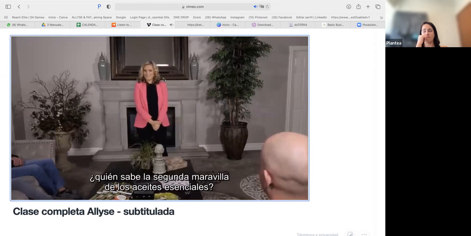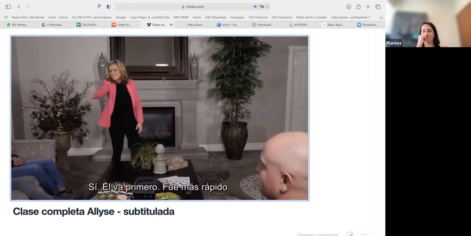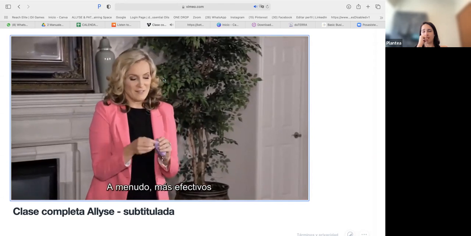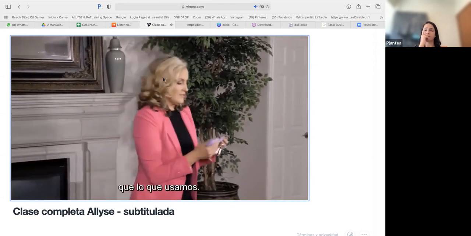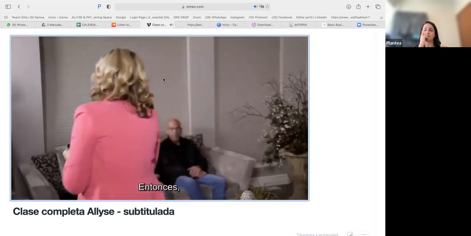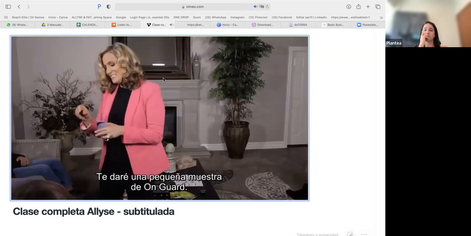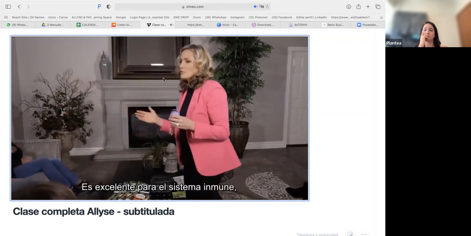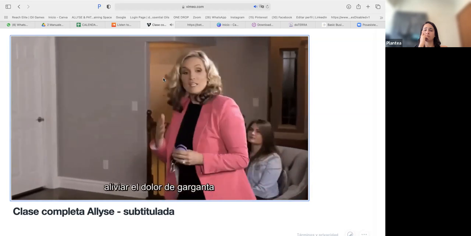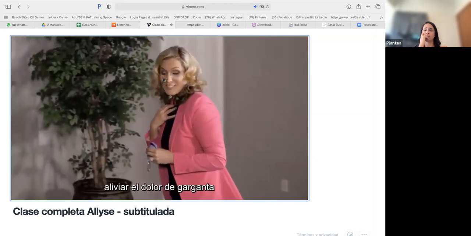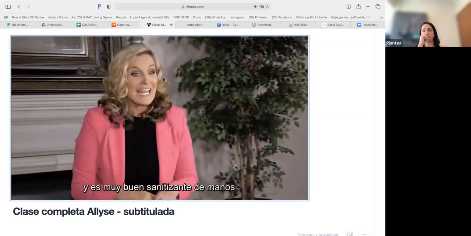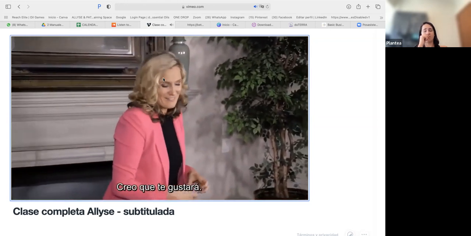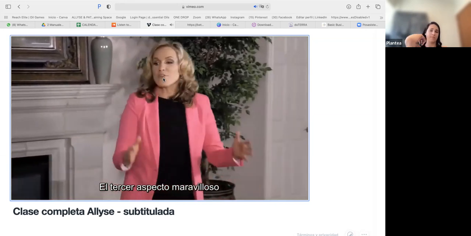So who here knows the second cool thing about essential oils? Yeah, okay, you're first. He was quicker. What is it? They're super effective. They are super effective. They're many times more effective than what we're using right now. So I'm going to actually give you a little sample of On Guard, okay? On Guard is incredible on your immune system. It's great for soothing sore throats, and it's a super great hand sanitizer and a home sanitizer. So I think you'll like that.